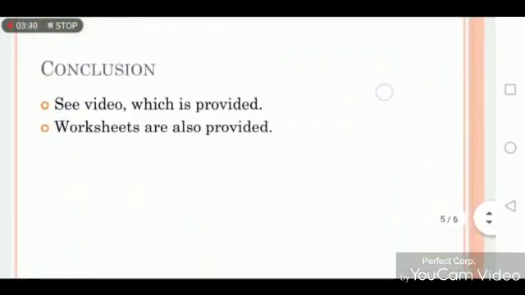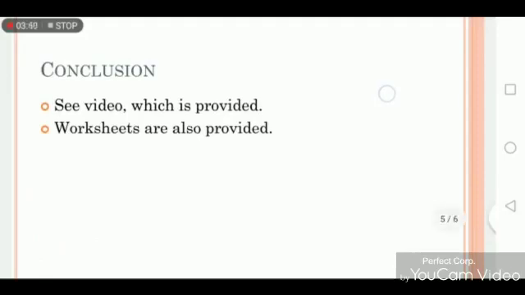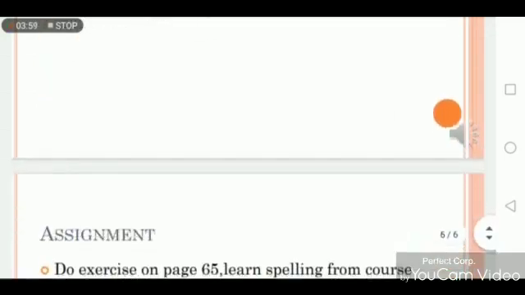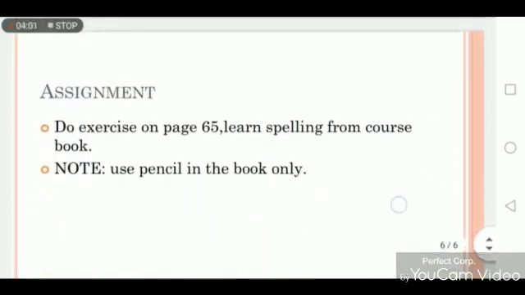In conclusion, I am going to play a short video for you which will enhance your learning about the prefixes. Hope you like it, and there is also a worksheet attached to this video. You have to print these worksheets and just try to do them. And lastly, I am giving you the assignment that you all have to do the exercise on page number 65 from your course book.